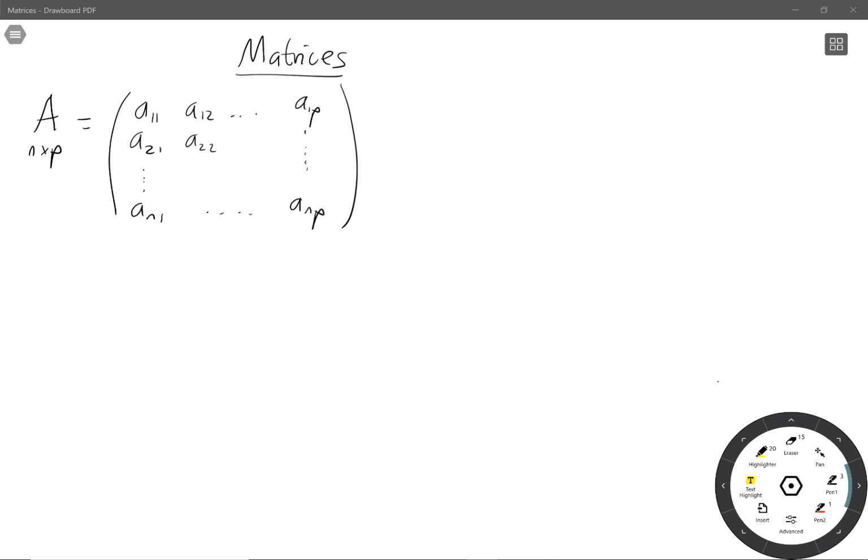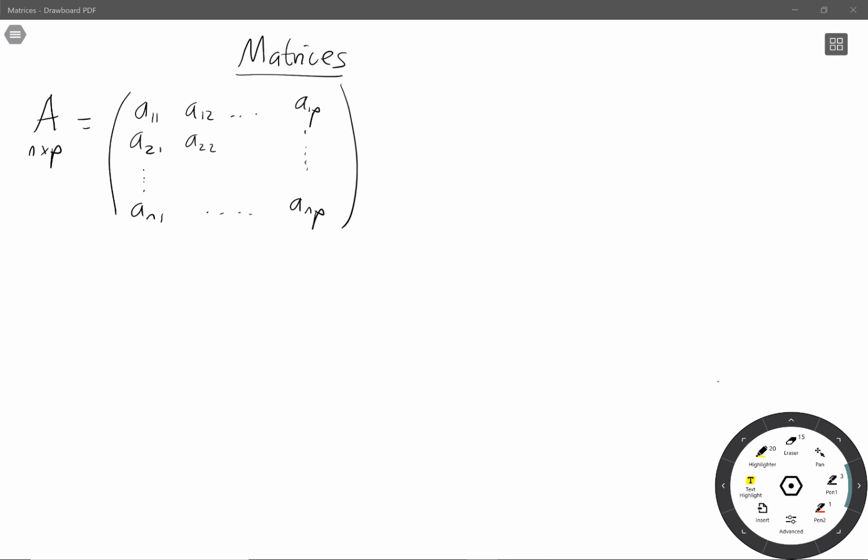So this module is about multivariate data analysis, and most of the time our data is going to come in the form of a matrix. And so we're going to spend a bit of time now thinking about matrices, thinking about the building blocks of matrices and the properties of matrices.